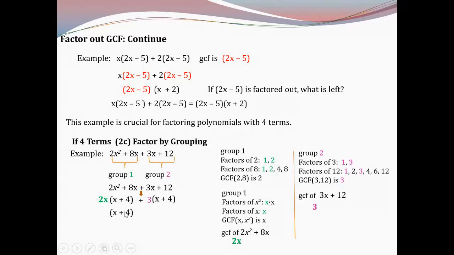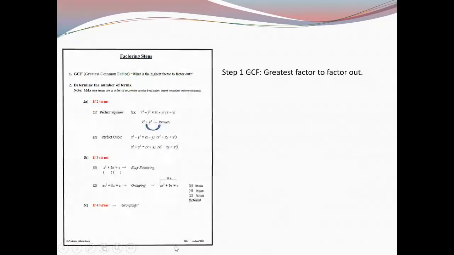Now, what do they have in common? The x plus 4, right? So what's left? 2x plus 3. This is the way the book explains it. Okay, I have a modified version that I'm going to show you. I believe it's a little bit easier for students that haven't been in school for a while. So the answer, simplified, will be x plus 4 and 2x plus 3.